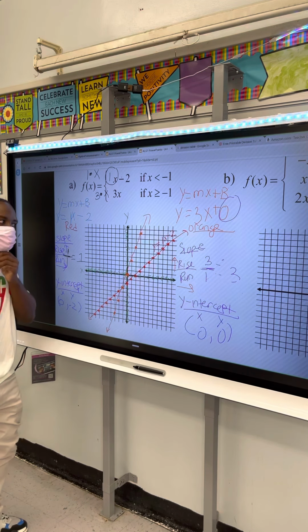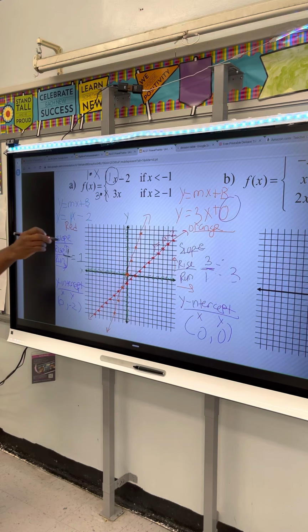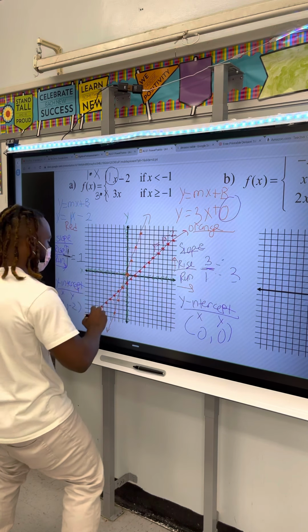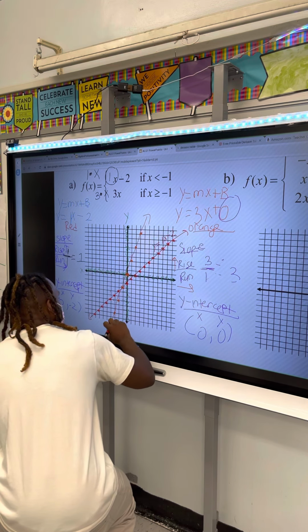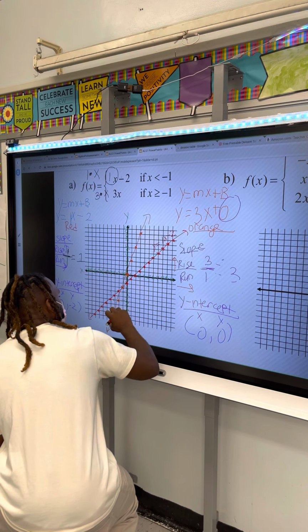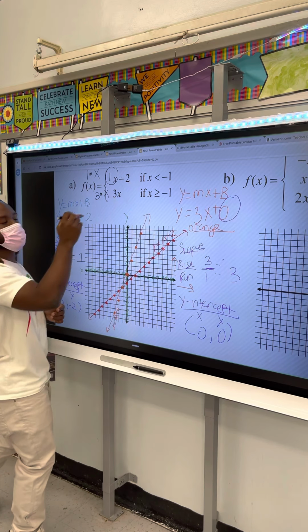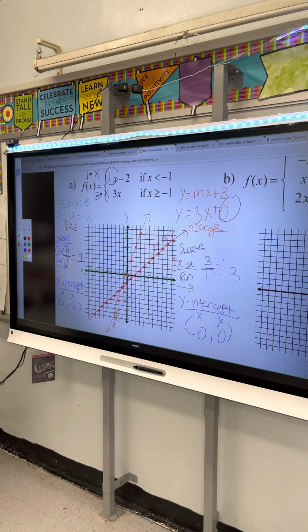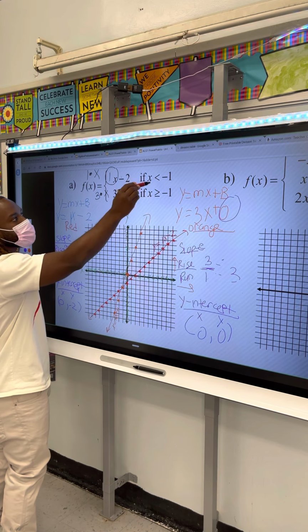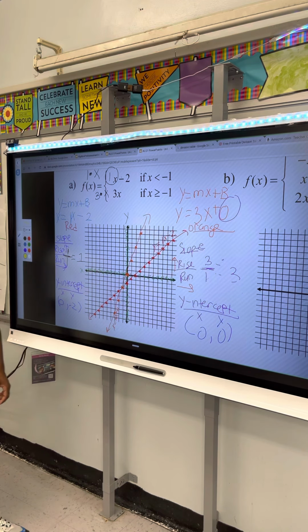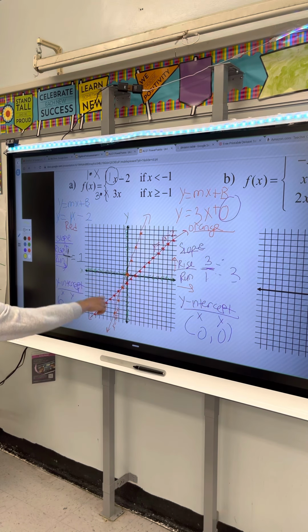All right, so now I'm going to put y equals 1x minus 2 up here, and y equals 3x down here. Okay, now we're going to worry about the inequalities. So I'm going to highlight that: x minus 2 if x is less than -1. Can someone point to -1 on the x-axis? Right here, right?